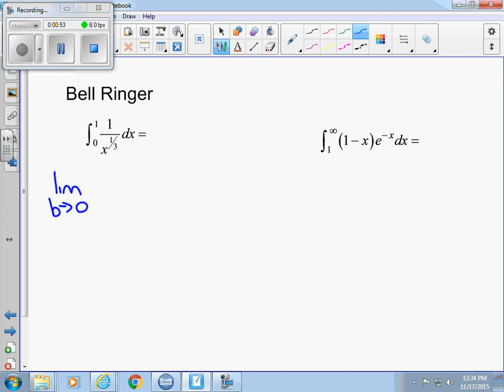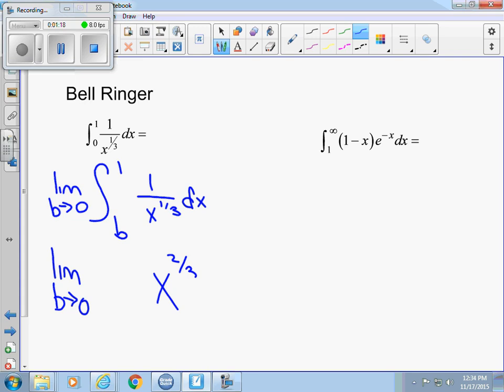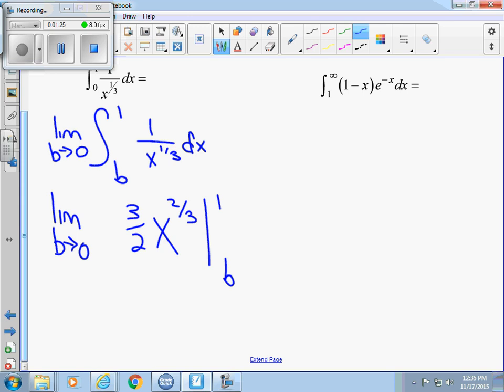As b approaches 0, the integral from b to 1. What is the antiderivative of x to the 1/3? X to the 2/3 and then 3/2. Very good. From b to 1, plug in 1 and I get 3 over 2.